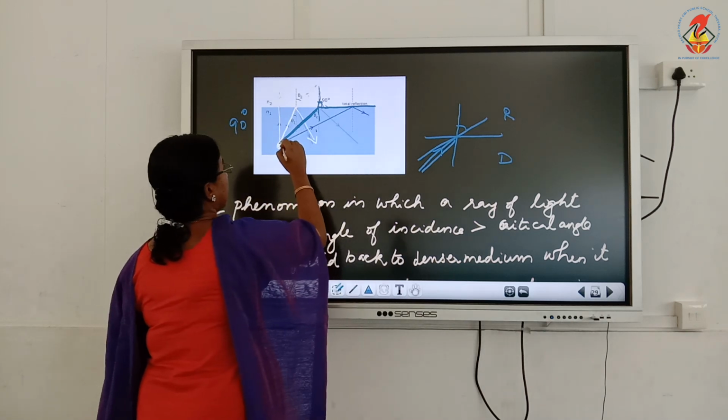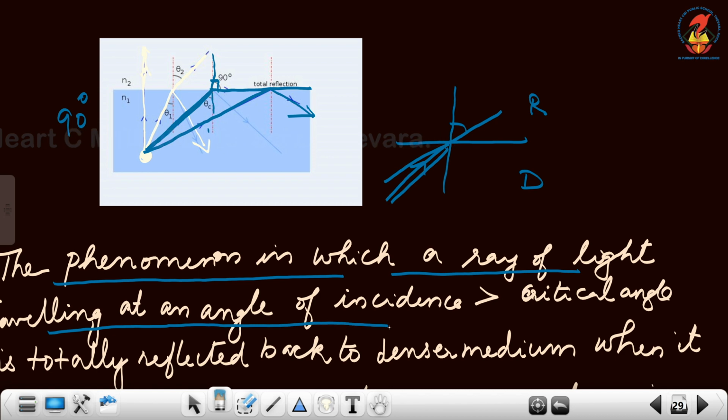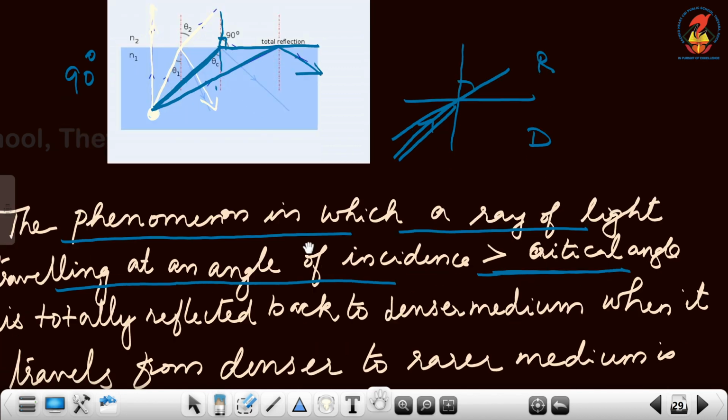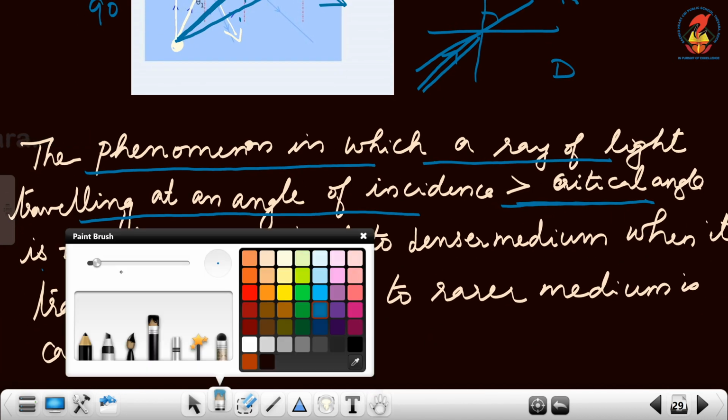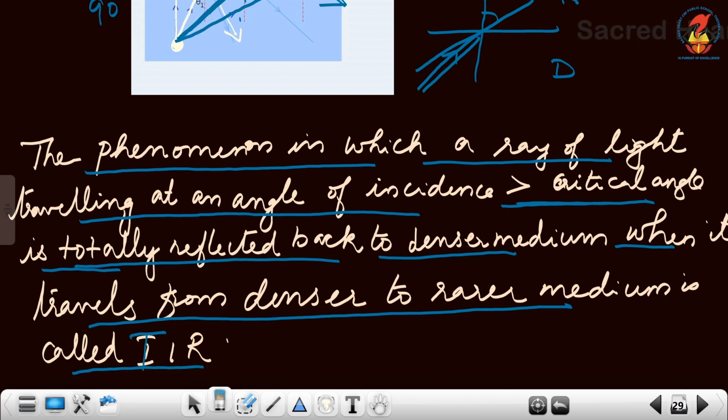Any further increase in the angle of incidence, there won't be any refraction, but the ray will be completely reflected back into the medium. This phenomenon is what we call total internal reflection or TIR. It is the phenomenon in which a ray of light traveling at an angle of incidence greater than the critical angle is totally reflected back to the denser medium when it travels from a denser medium to a rarer medium.